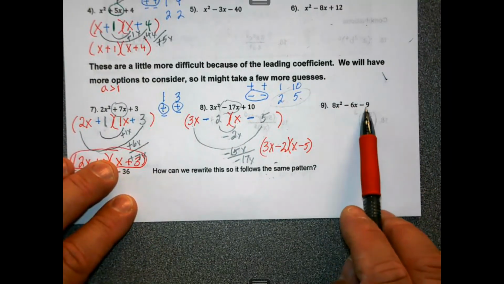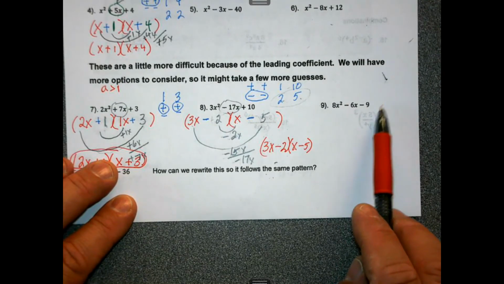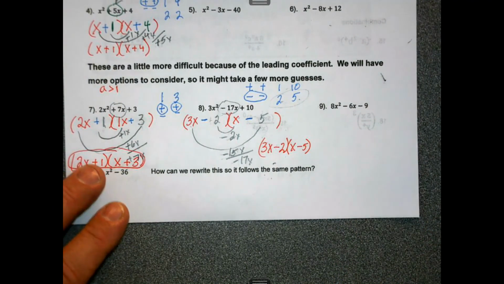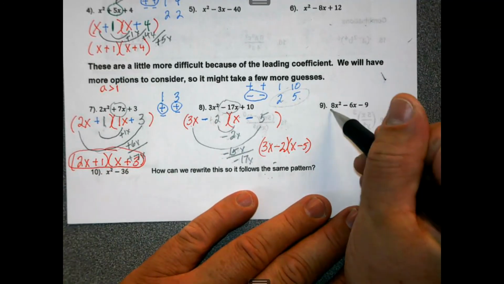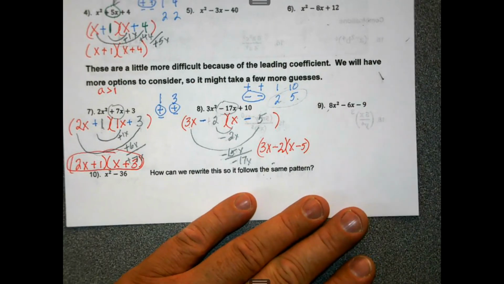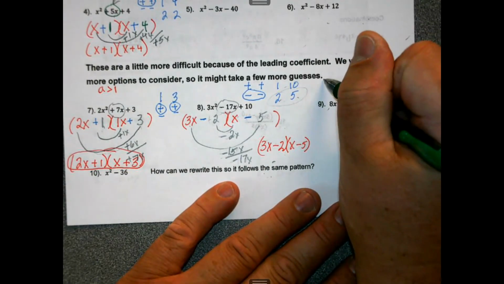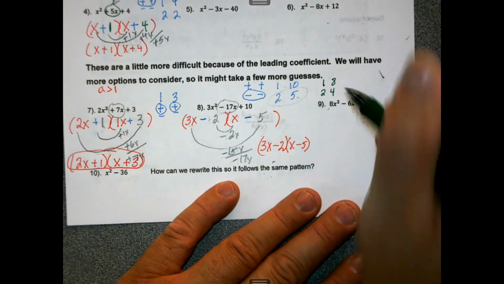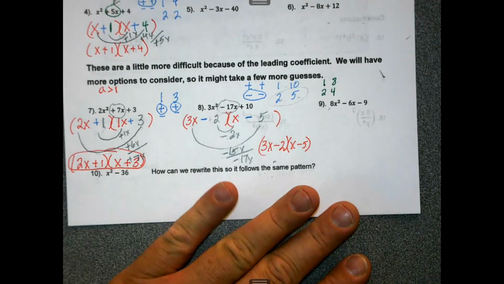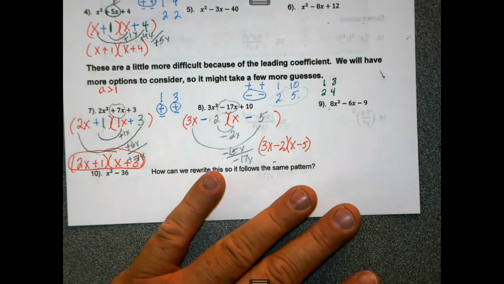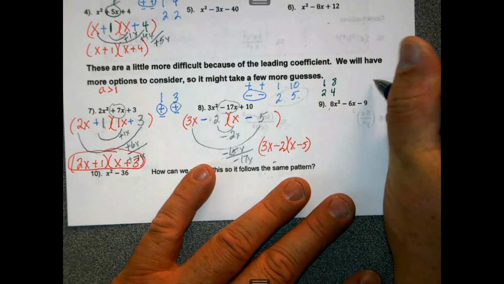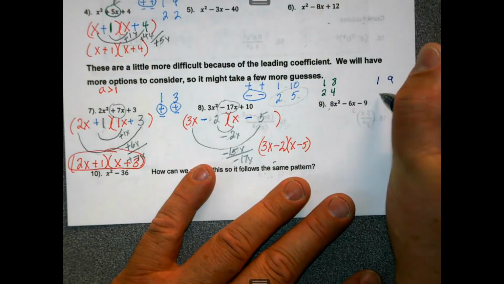Now we're going to get a little more difficult because my a is no longer a prime number. 8 has different factors. 8 has 1 times 8 and 2 times 4. My 9 has 1 times 9 and 3 times 3.